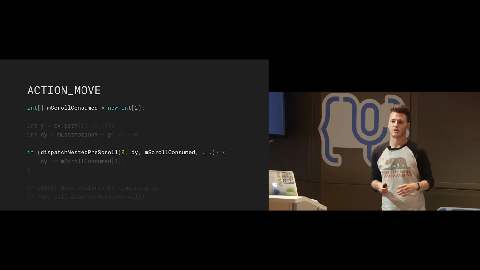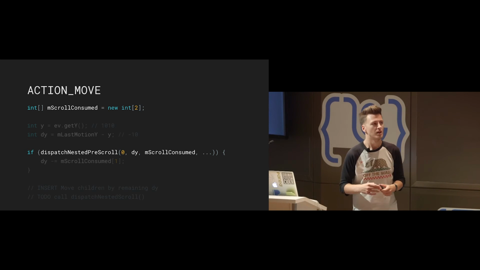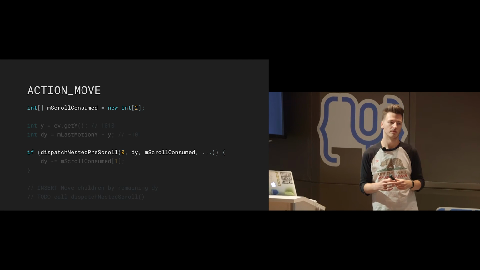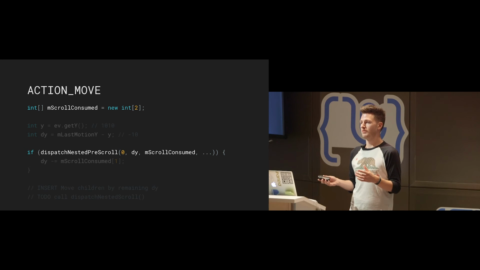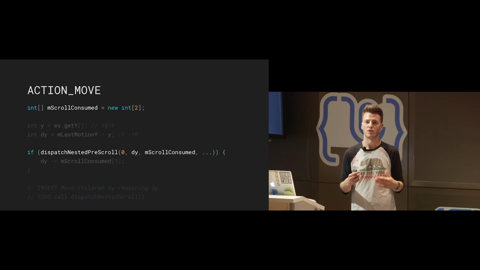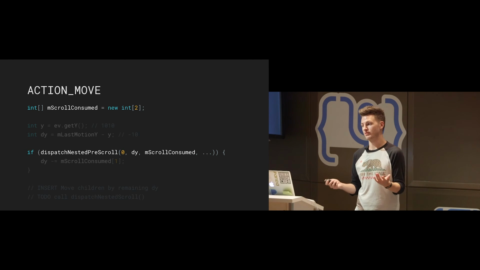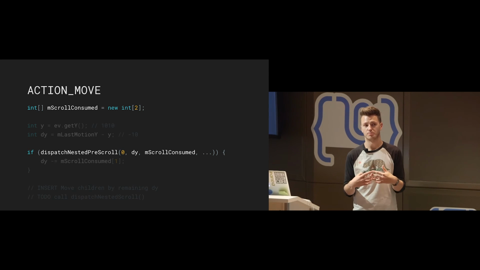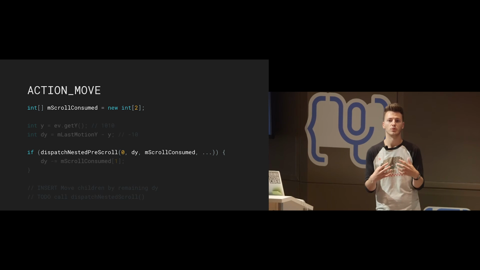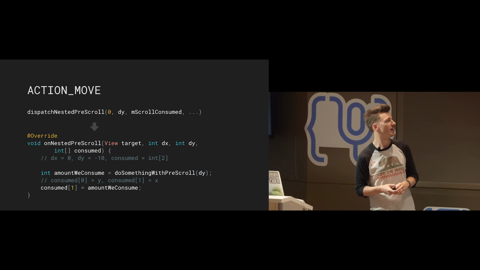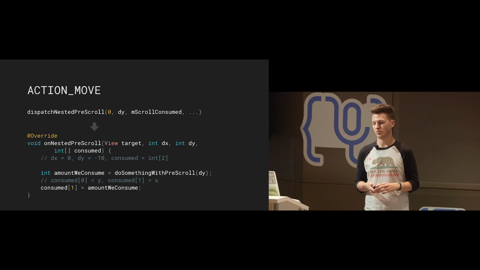So the first thing to see is that we now have this new int array at the top, and that just has a length of 2. The reason we have that is that it's passed straight through into dispatchNestedPreScroll. This is to work around the fact that we can't return multiple things from a method. So we're passing this int array to the parent, and the parent writes what it wants to consume into it. That's how we actually get the result back. So once that is called with the dy, so we've calculated what the dy should be, we're going to let the parent have first refusal on actually consuming some of that event. So that method is called, and then the parent's onNestedPreScroll method is called.